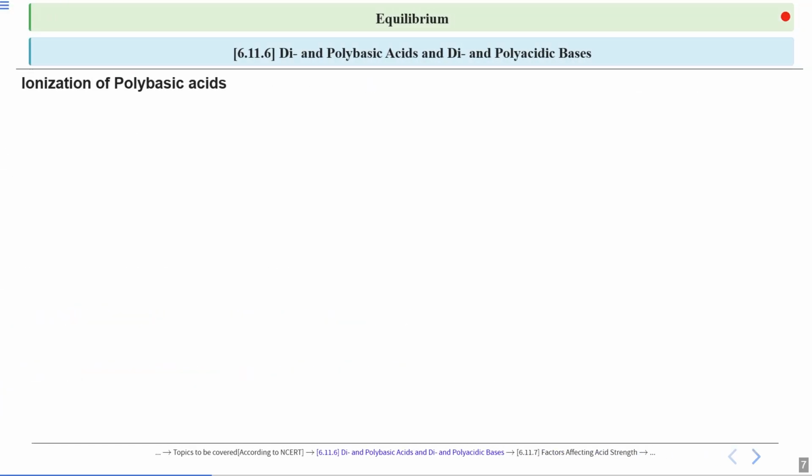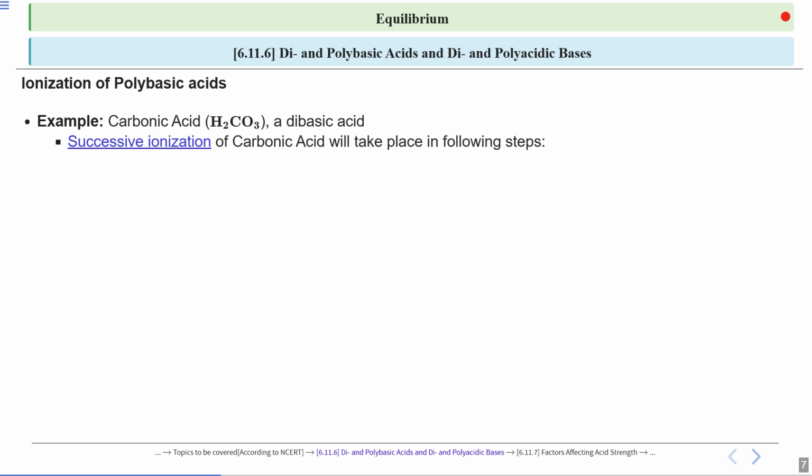Moving on to the ionization part. We said in the definition that the ionization of a polybasic acid takes place in various steps. So let us try to quantify those steps. For that, we have taken the example of carbonic acid, which is a dibasic acid and whose formula is H2CO3. Now, we will try to represent the successive ionization of carbonic acid.